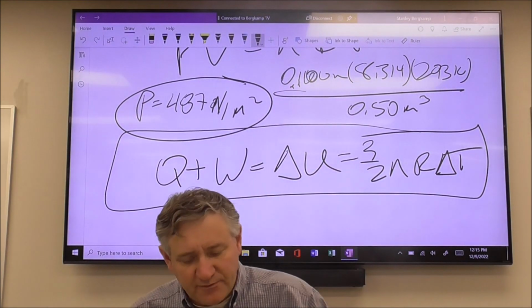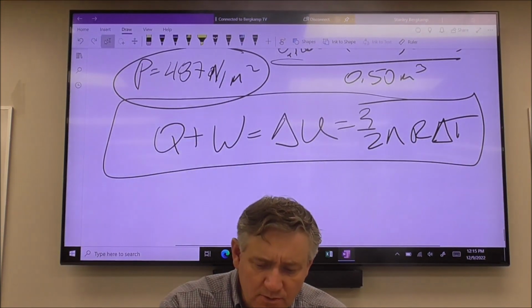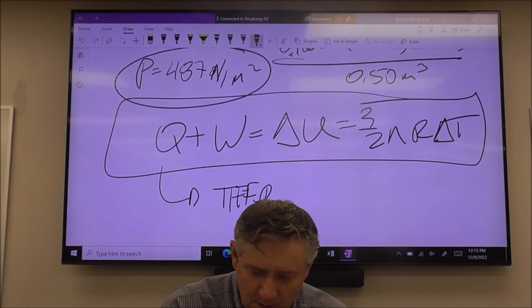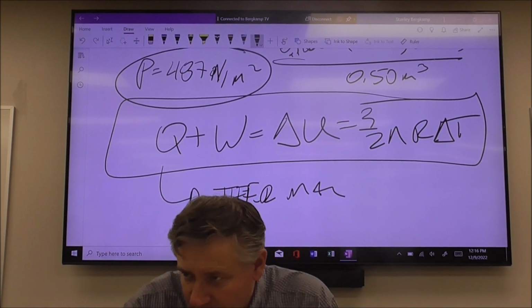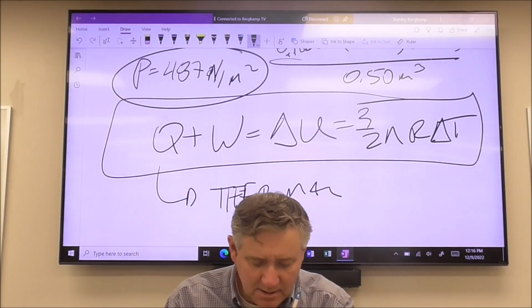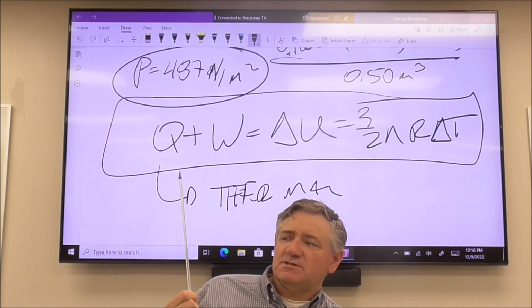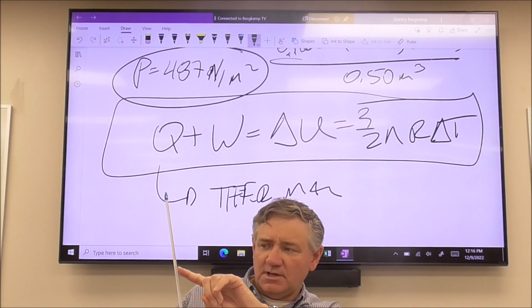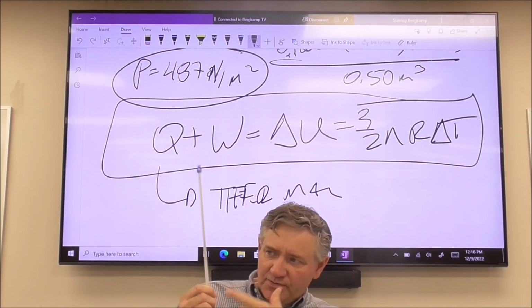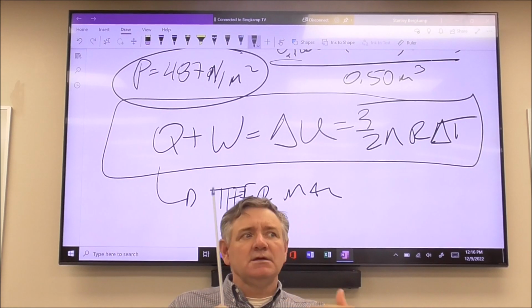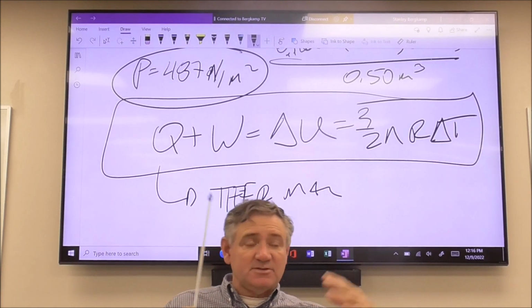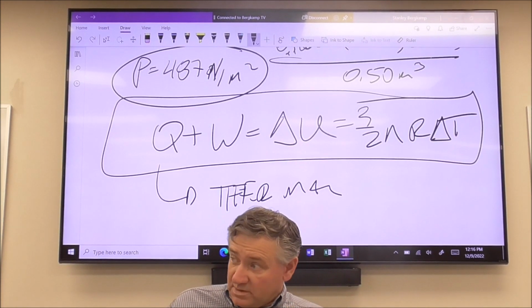So let's talk about Q first. Q is a transfer of thermal energy, okay? So let's say, for example, I grab hold of yonder thermometer and I hold on to it, okay? As soon as I hold on to this, the temperature in the thermometer begins to go up, because I'm transferring thermal energy from my hand into the thermometer, okay? So there's going to be a transfer of energy from where it's hot to where it's not.